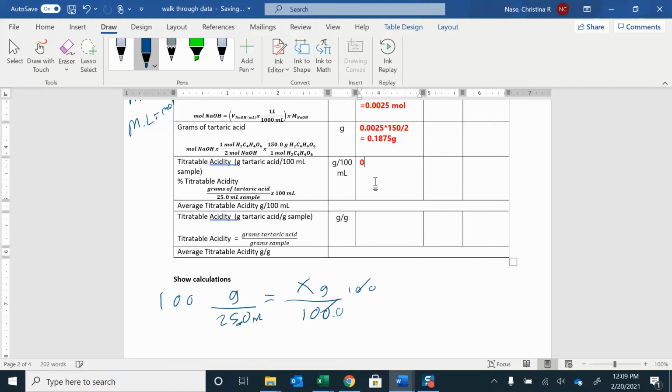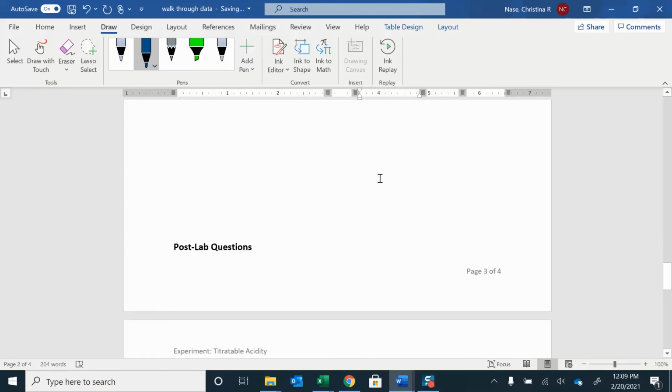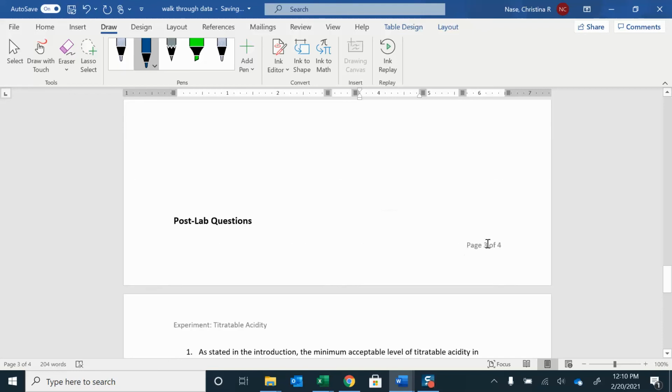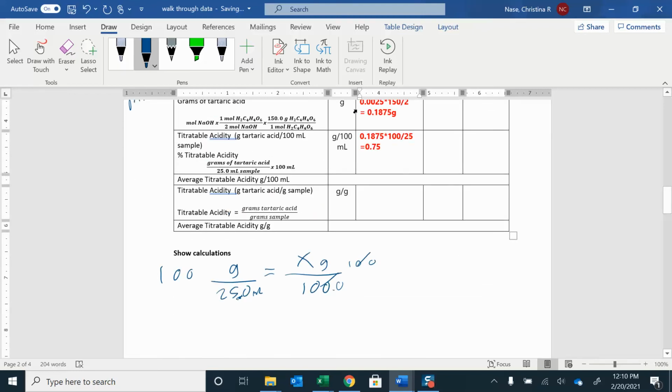So we're going to take our 0.1875, multiply by 100 and divide by 25. And that should give you 0.75, or 0.75%. And you're going to need that when you look at the post-lab questions. The post-lab questions are asking, most table wines are in the range of 0.6 to 0.9. How does this one fare? Is it in the right range? And so 0.75 would be in the right range here.